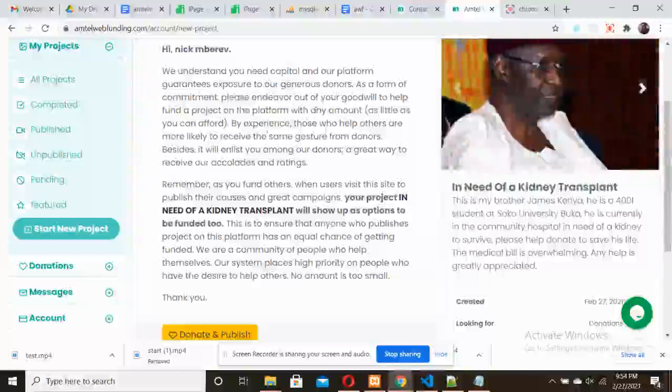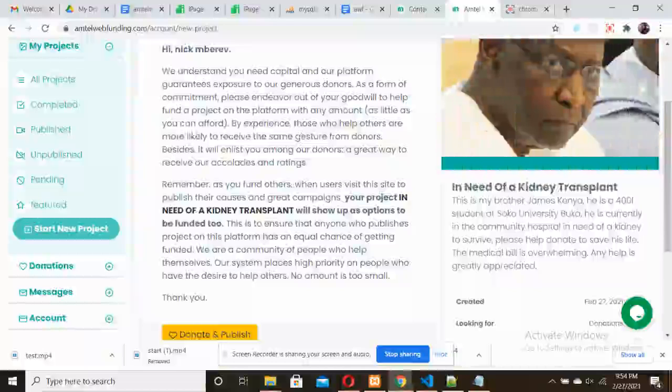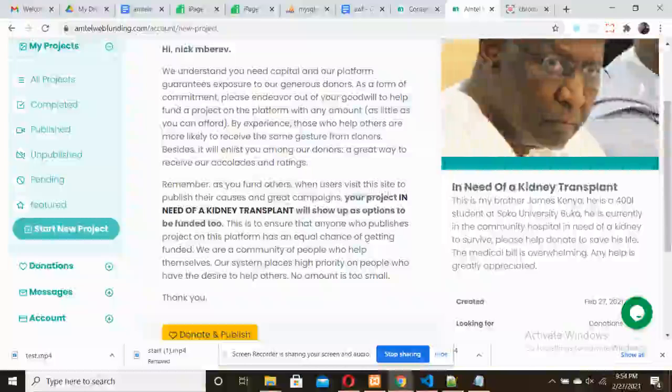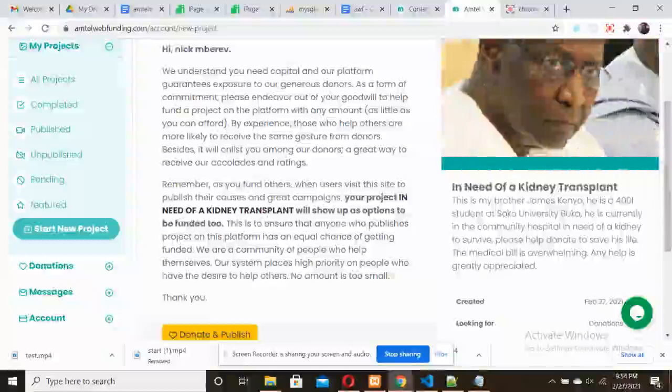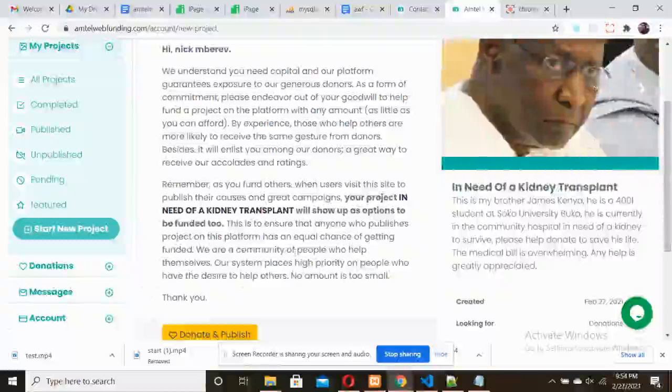By experience, those who help others are more likely to receive the same gesture from donors. Besides, it will enlist you among our donors, a great way to receive our accolades. Remember, as you fund others, when others visit this site to publish their causes and great campaigns, your project in need of a kidney transplant will show up as an option to be funded. This is to ensure that anyone who publishes a project on this platform has an equal chance of getting funded. We are a community of people who help themselves. Our system places high priority on people who have the desire to help others. No amount is too small.